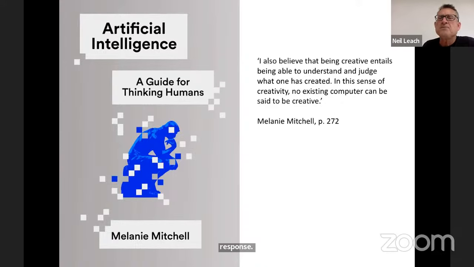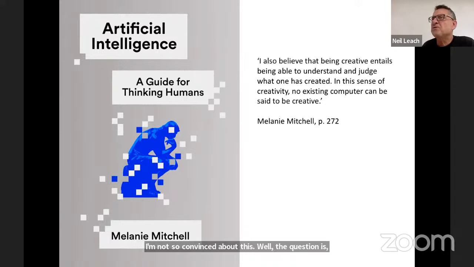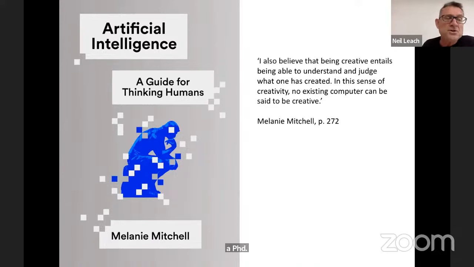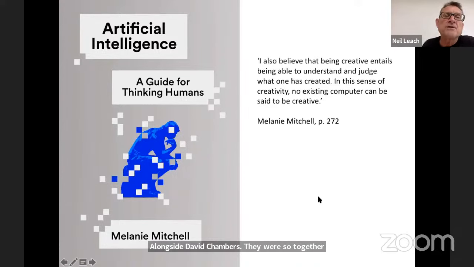But the question is, and it relates in some way to, so what is the importance of consciousness? And I want to just address in a moment the question about creativity. Melanie Mitchell, who actually did a PhD alongside David Chalmers, they studied together, has a very useful book on AI. I recommend this book thoroughly. But she makes the comment that actually computers cannot be intelligent because they're not aware of it. And to be creative, you've got to know that you've been creative. Otherwise, how can you be creative?